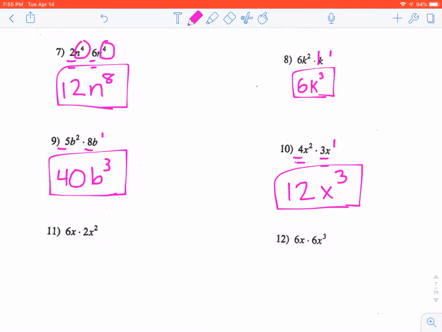Number 11, 6 times 2 is 12. And again, take your bases, x to the 1st times x to the 2nd. Rewrite it as x and add your exponents. 1 plus 2 is 3.